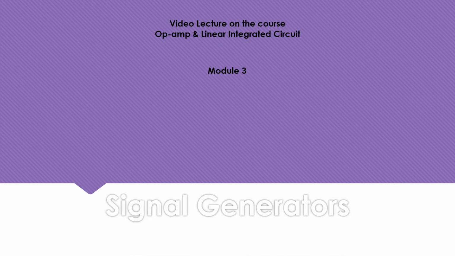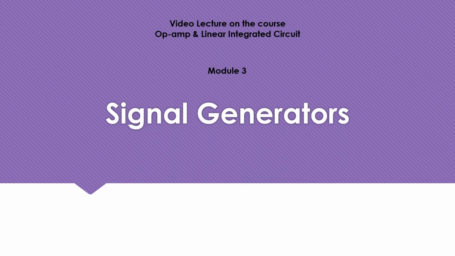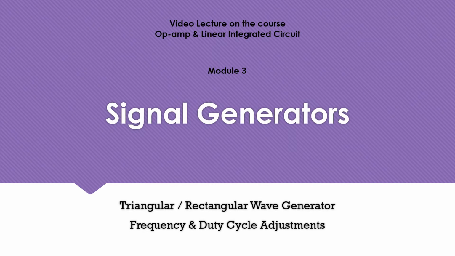In this session, we will be discussing the topic of signal generators, mainly the concept of frequency and duty cycle adjustments. In the previous session, we determined the expression for amplitude as well as frequency, where the frequency was fixed. Now, if we want to vary the frequency, we have to modify the circuit so that the frequency can be varied, and also the duty cycle.